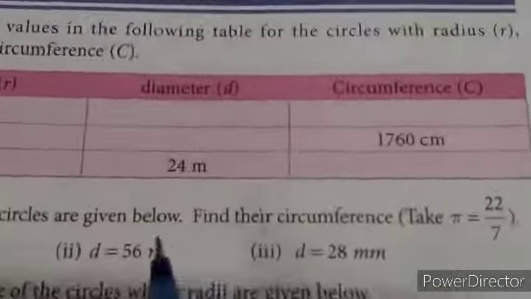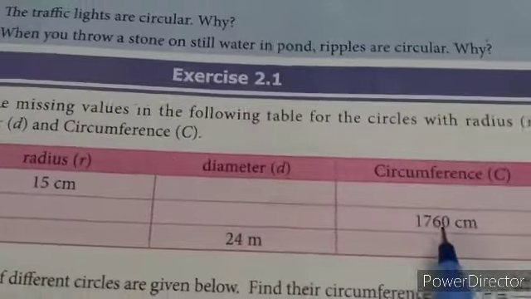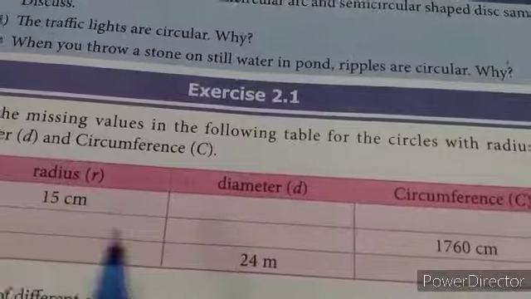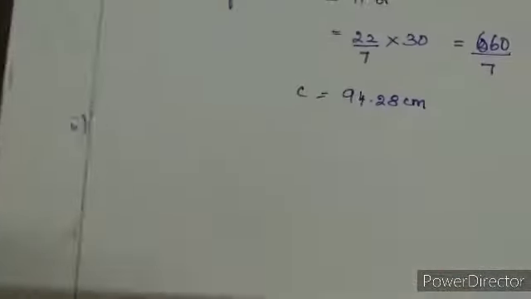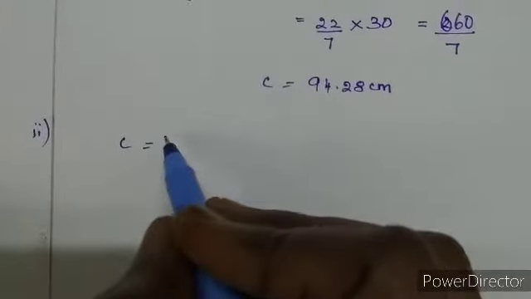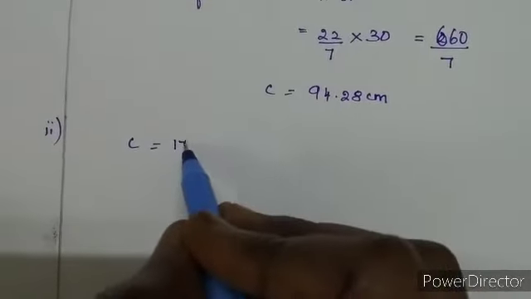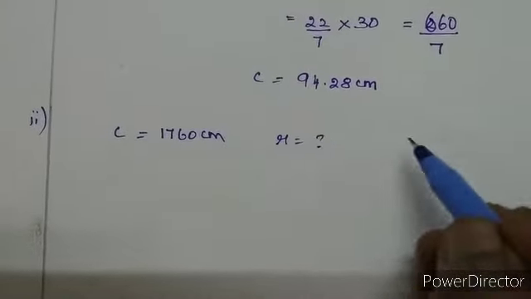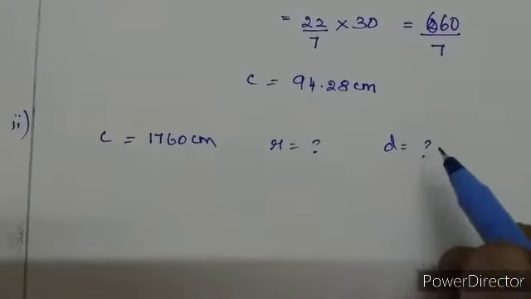What is given in the question? Subdivision 2, only the circumference is given. You are going to find the radius and the diameter. Circumference equals 1760 centimeter.